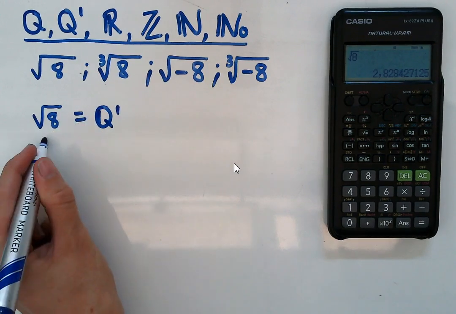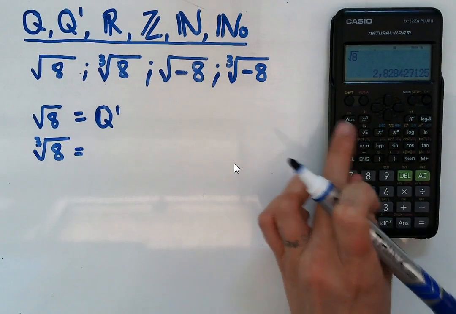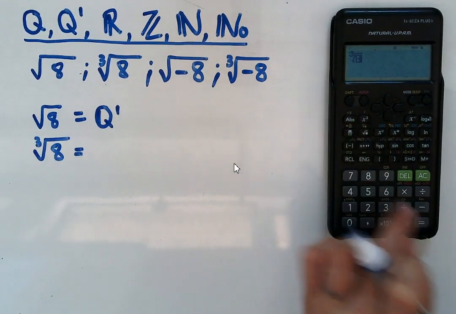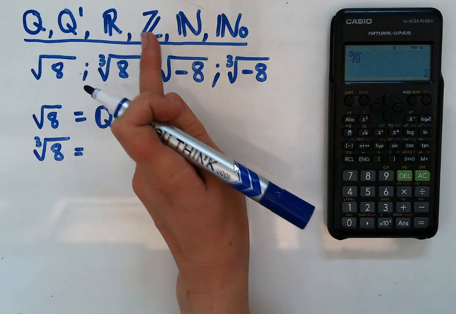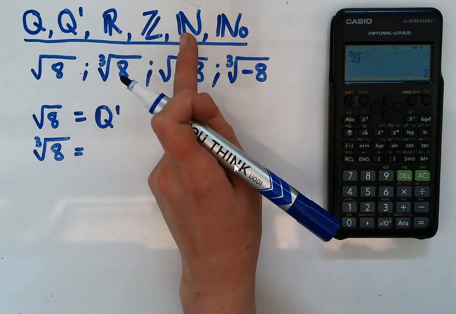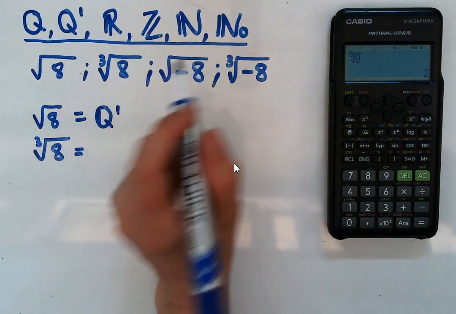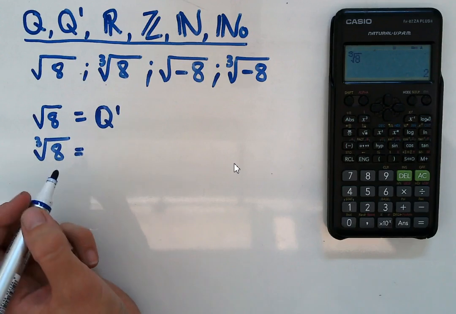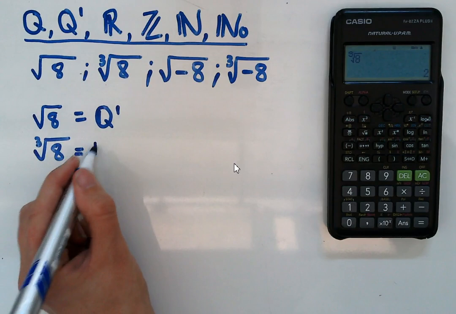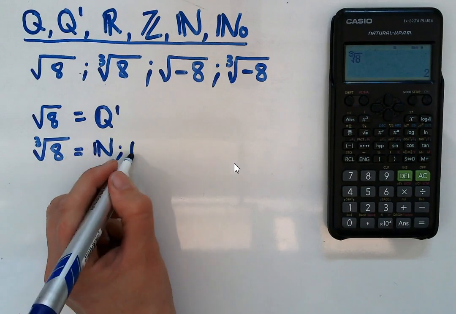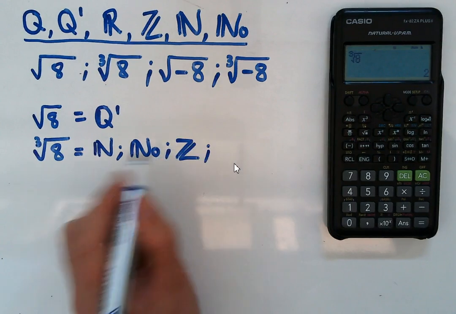Then the cube root of 8, hopefully you know that, but let's quickly check. The cube root of 8 is 2. That is definitely an integer. It's a natural number and it's a whole number as well. So you can say that's a natural number, that's correct. You can say that's a whole number, that's correct. You can say that's an integer, that's correct.